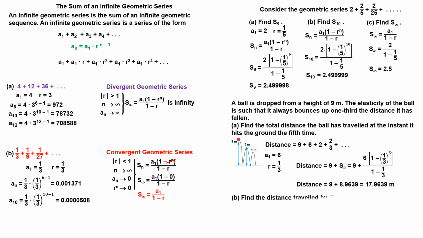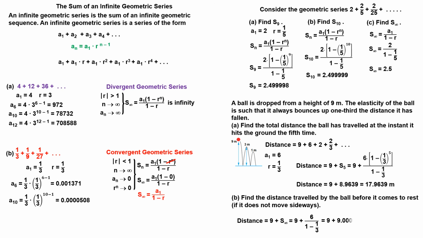Find the distance traveled by the ball before it comes to rest. The distance is 9 plus the sum of an infinite geometric series. Replace the first term with 6 and the common ratio with 1/3 and perform the calculations.